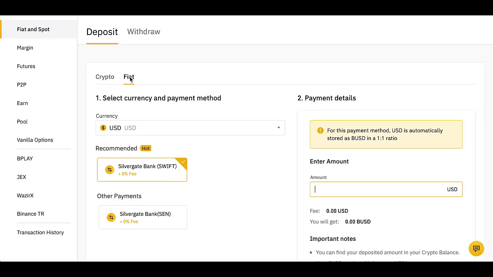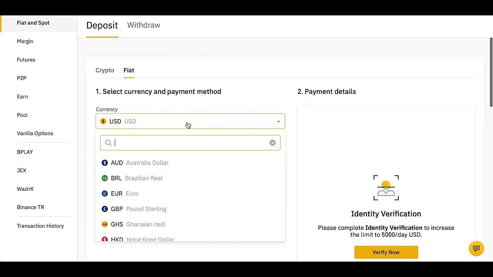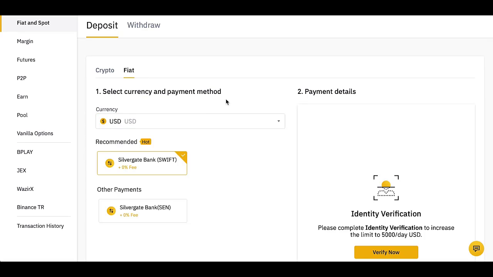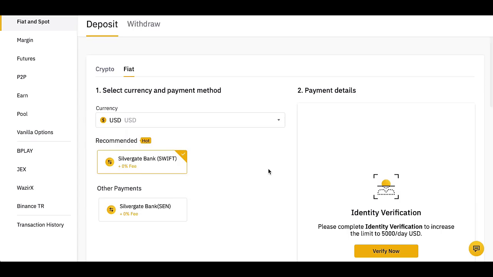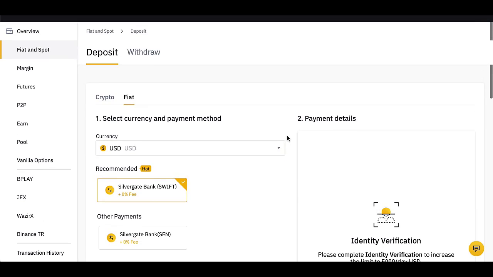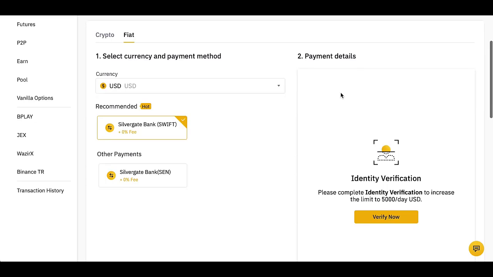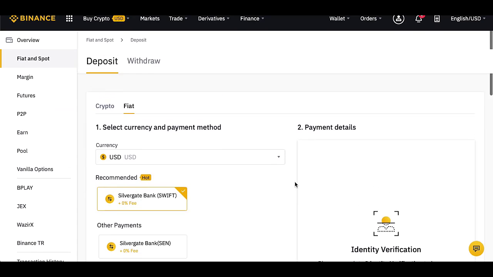But if you want to deposit fiat currencies as well, you can just choose the currency that you want to deposit. Most of them are accepted. And then as you can see, it's a lot cheaper to actually deposit funds. So you can use a Swift payment setting or a Silvergate Bank payment. And both of these are actually free of charge. So certainly a lot cheaper than buying cryptocurrencies with a credit card, that's for sure. You just have to verify your information just like we did with the credit card right here. Once you have completed your ID verification, the limits do increase. So you can actually deposit $5,000 worth per day to actually give to Binance.